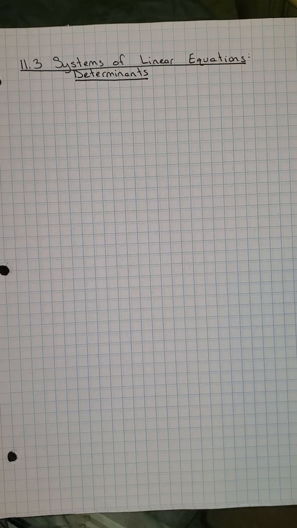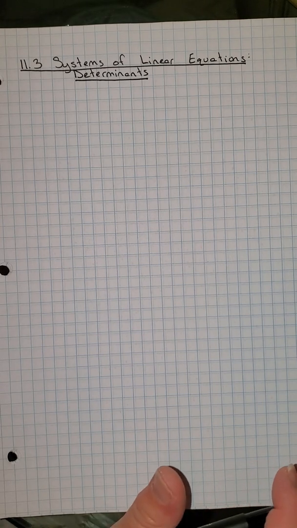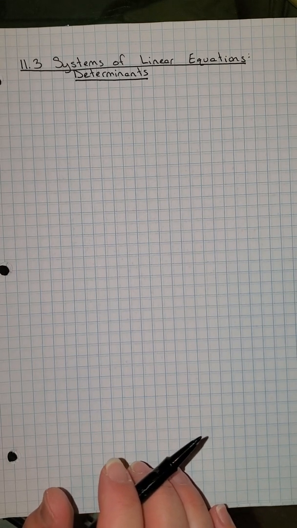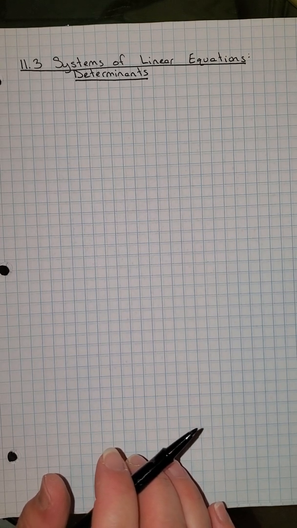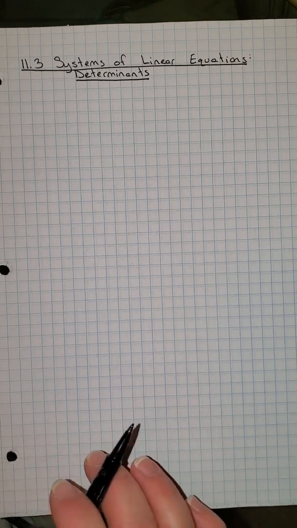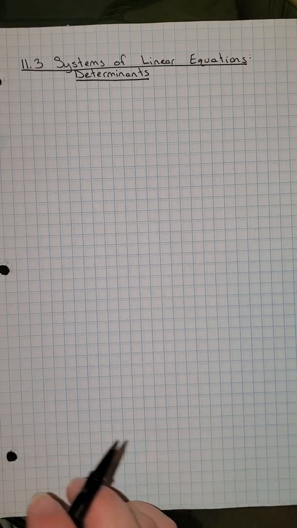Hello everyone, we are going to do systems of linear equations, their determinants today. So we're going to do 2 by 2 and we're going to do 3 by 3 matrices. Those are the two things we're going to do. And first we're going to learn how to find the determinant and then we'll learn how to use it.